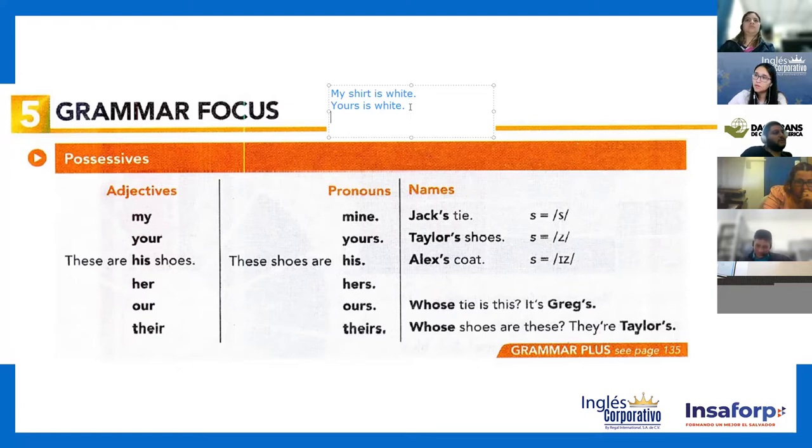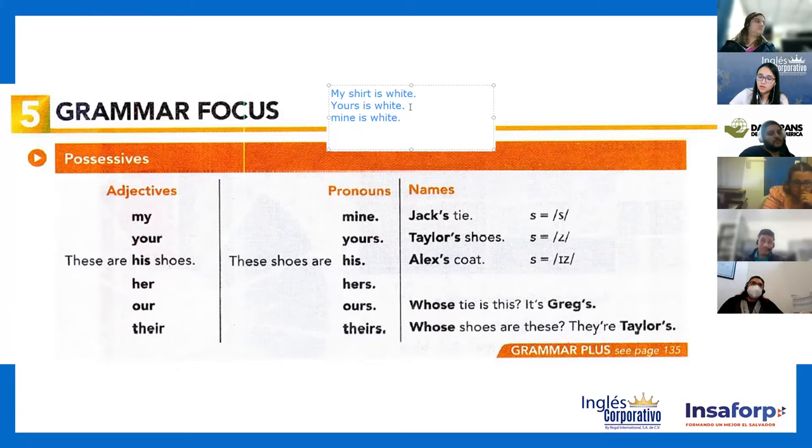Mine is white. Here's jeans are blue. Is jeans, okay, her jeans. Your jeans are blue, right? Blue. Her hair is black, teacher. I'm sorry? Her hair is black. Yes, her hair is black, right? Our class is funny. Our class is funny, right? What about as a pronoun, right?